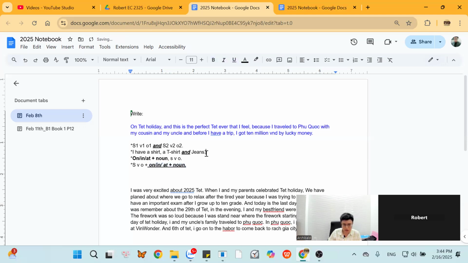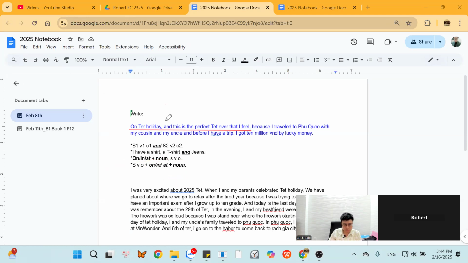You can use in, on, at the beginning of your sentence to begin your sentence, or you can use in, on, at the end of your sentence to end your sentence. So, okay, Robert, please look at your sentence. Look at this. On that holiday, this is the perfect that I ever that I feel.